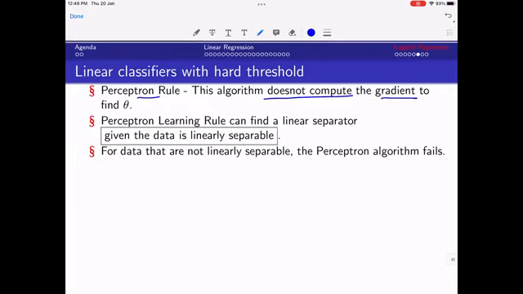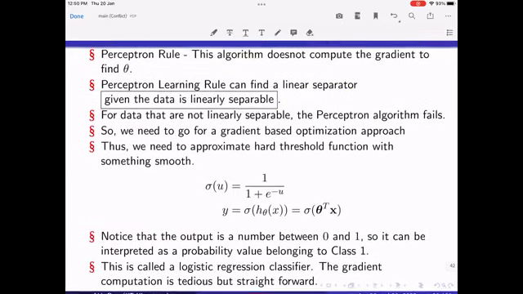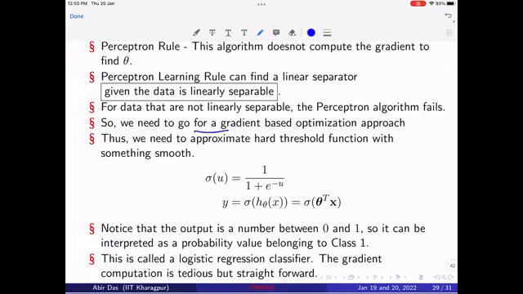We will discuss the perceptron in the next topic, which will be tomorrow. The perceptron learning rule can find a linear separator, and that's guaranteed. We will also see the convergence proof for the perceptron rule. I think it probably will not be completed tomorrow, but in the next topic. This holds given that the data is linearly separable. If the data is not linearly separable, it cannot find one, and the perceptron algorithm fails. So other than this, we have to go for a gradient-based optimization approach.